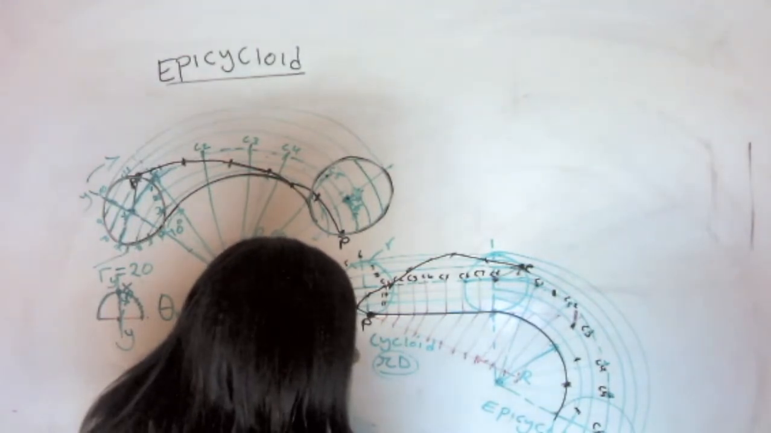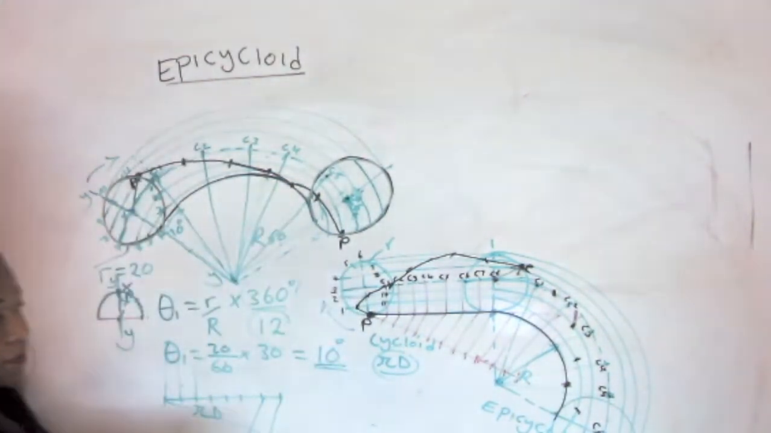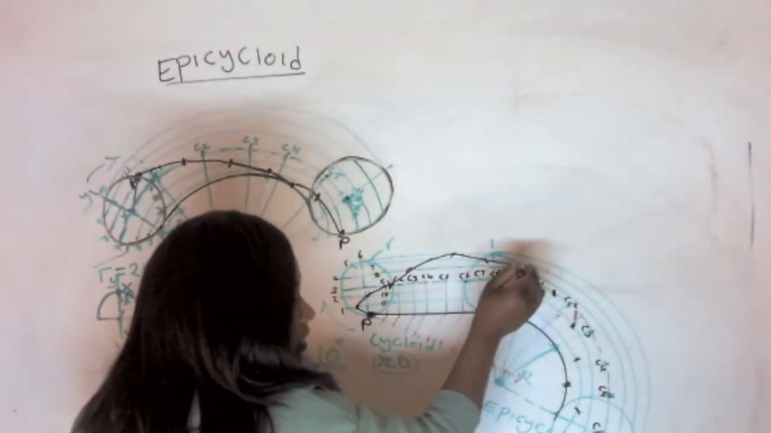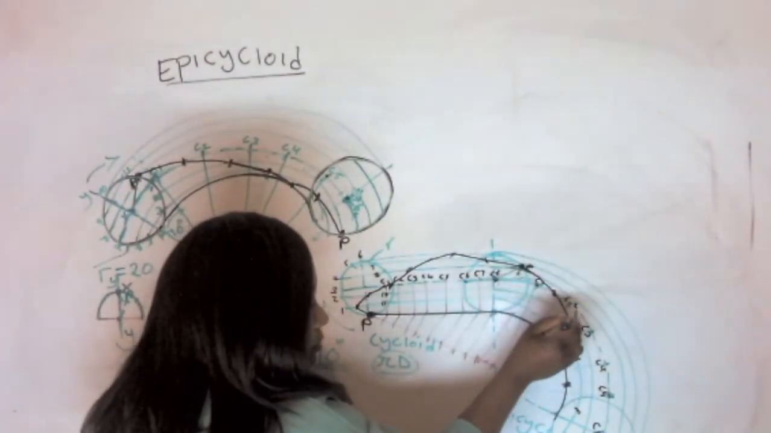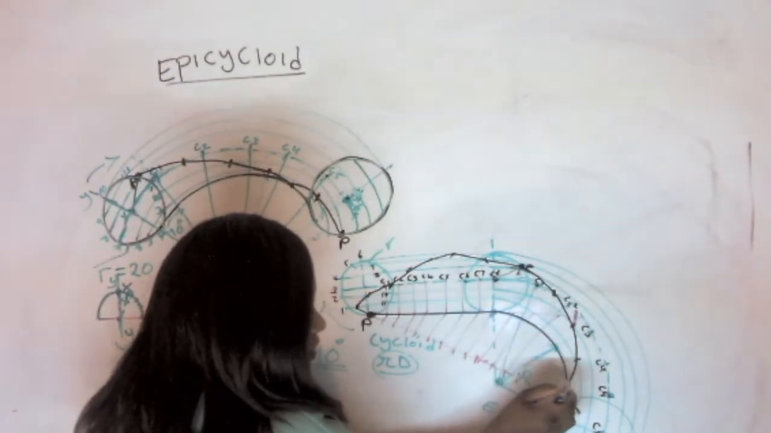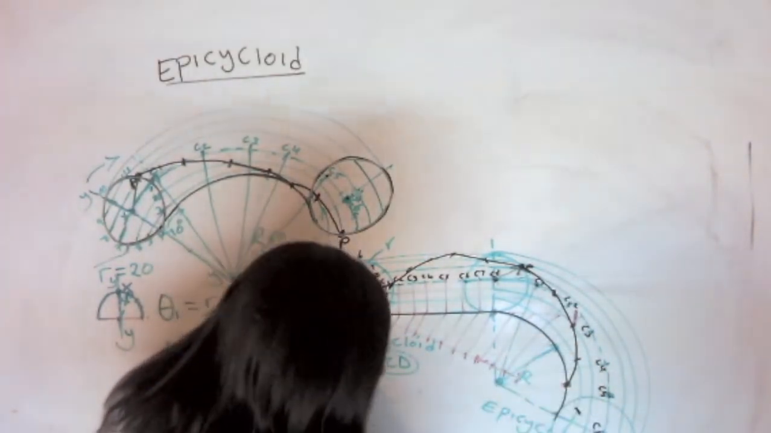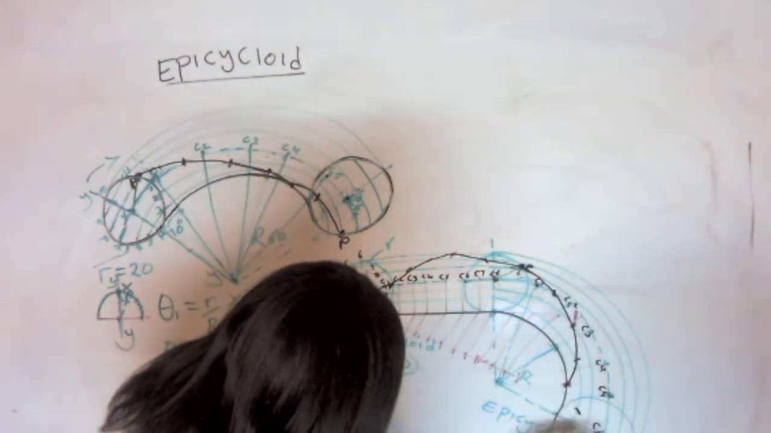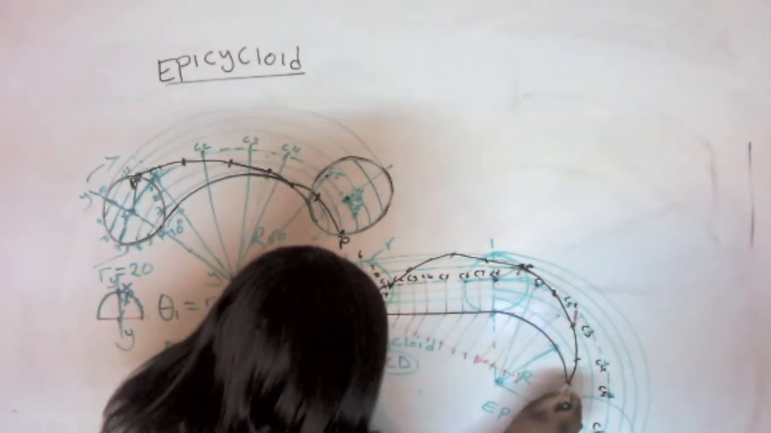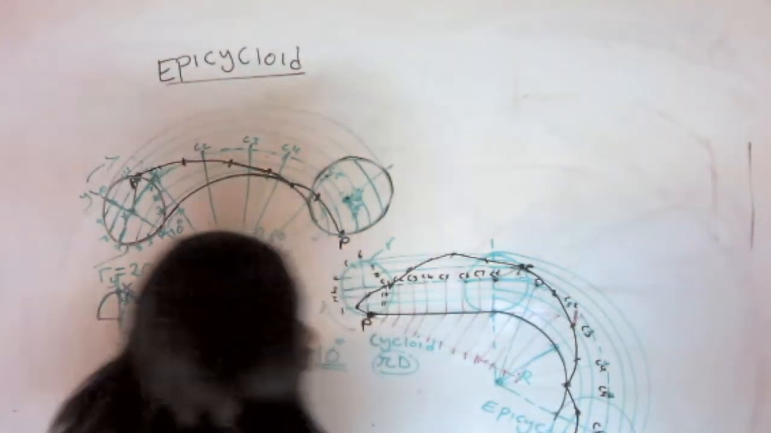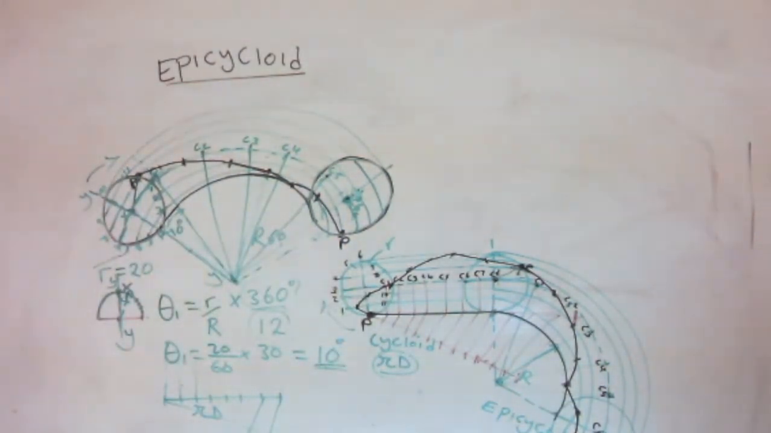P will be there. If we trace the locus or the epicycloid, it's going that way. Freehand, it had to fall down to there. Then it starts to rise from here, okay? From there to there. That is the initial position of P. And then we are done.